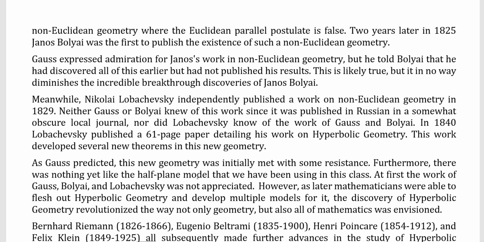Meanwhile, Nikolai Lobachevsky independently published a work on non-Euclidean geometry in 1829. Now, neither Gauss nor Bolyai knew of this work, since it was published in Russia in a somewhat obscure local journal, nor did Lobachevsky know of the work of Gauss and Bolyai. In 1840, Lobachevsky published a 61-page paper detailing his work on hyperbolic geometry, and this work developed several new theorems in this new geometry. Probably it was the most complete work on hyperbolic geometry up to that point.